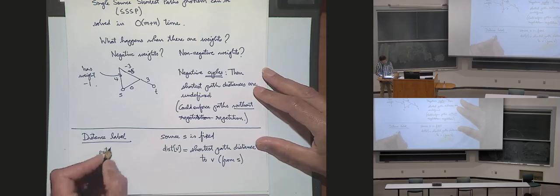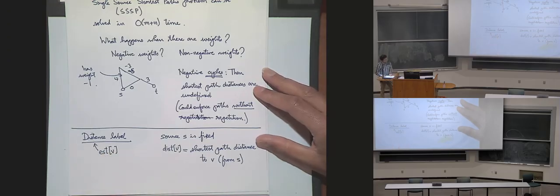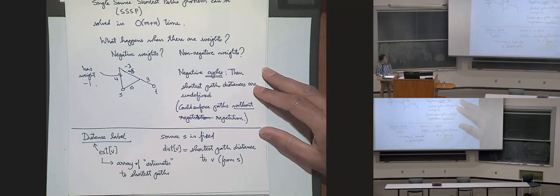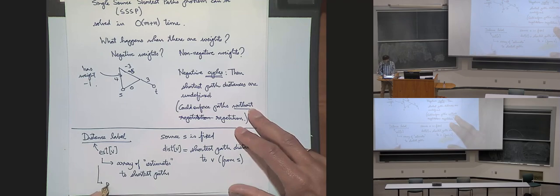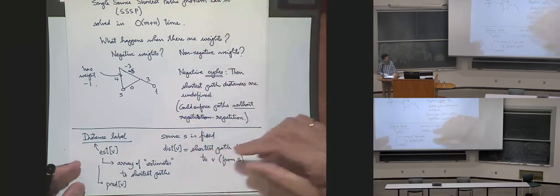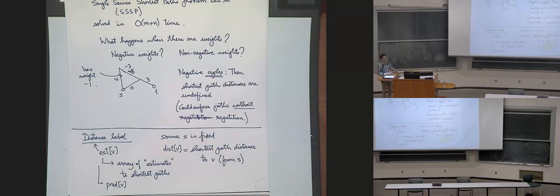What I'm going to maintain is something called a distance label. So this is going to be an array of estimates to the shortest paths. So I'm going to maintain this, and I'm going to maintain a predecessor array just like BFS. And what I'm going to do is I'm going to give you the invariant, the property that always holds. Okay, so does this make sense? I'm going to maintain these two arrays, or rather this array is called a distance label if it satisfies some properties. I'll tell you what the properties are.